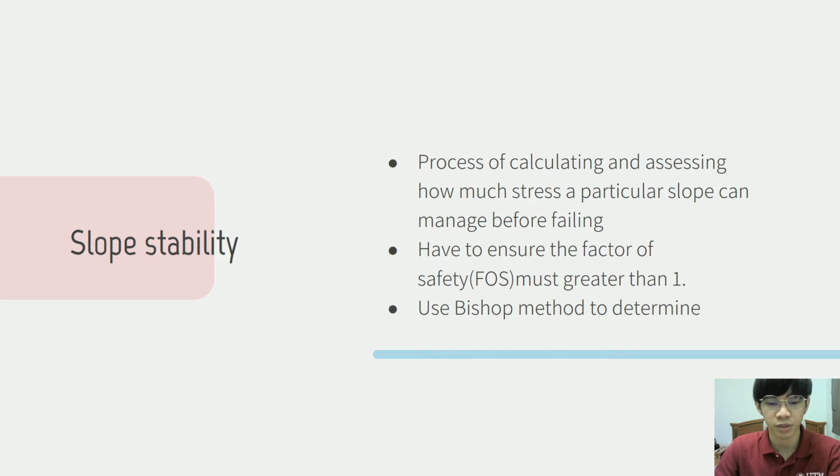Lastly is the slope stability. Slope stability is a process of calculating and assessing how much stress a particular slope can manage before it fails. You have to always make sure the factor of safety for a slope is greater than 1. In our project, we use Bishop method to determine the factor of safety.